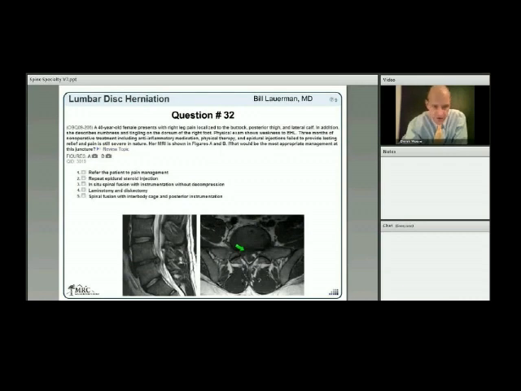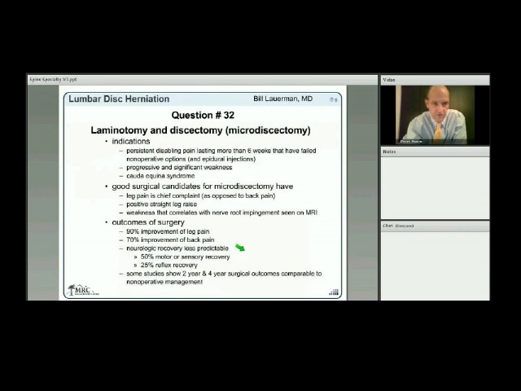So the big picture here is you have a patient with severe symptoms of an L5 radiculopathy that has failed non-operative management. It's affecting her quality of life. What would be the next step in treatment? And at this time, you'd be considering surgery.